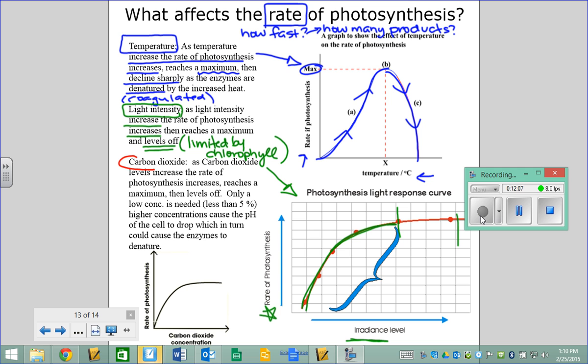Now the last factor is carbon dioxide. Carbon dioxide is required for photosynthesis. We know that because it's part of the Calvin cycle. As carbon dioxide levels increase, so does the rate of photosynthesis. It will reach a maximum and then level off, just like for light.